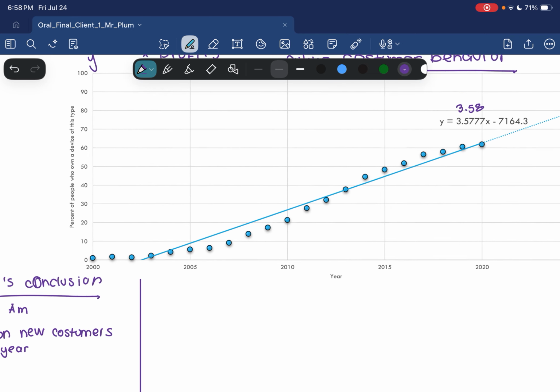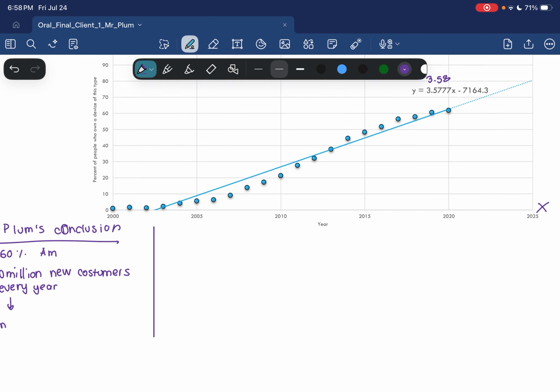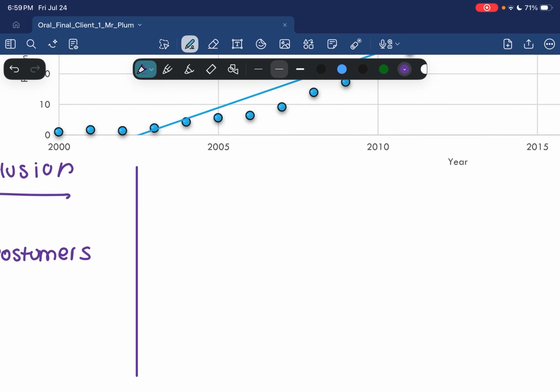So when interpreting the graph, Mr. Plum makes several mistakes. First, he confused the rate of change with a future total amount.